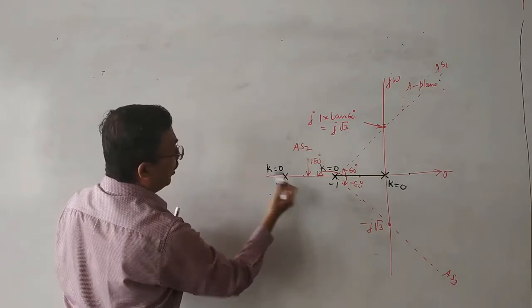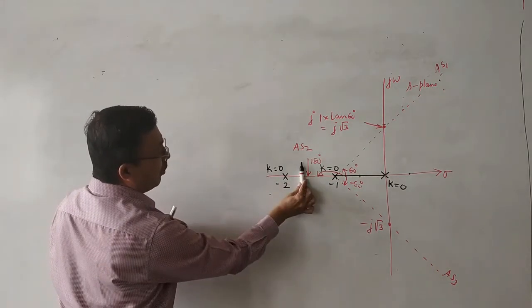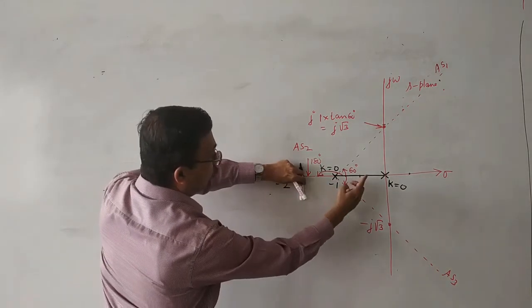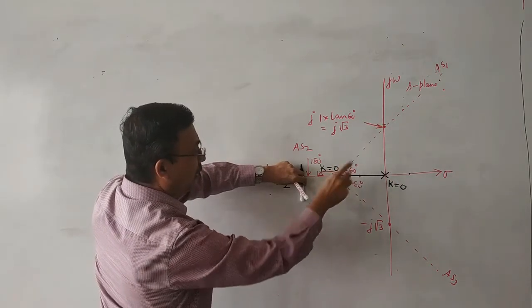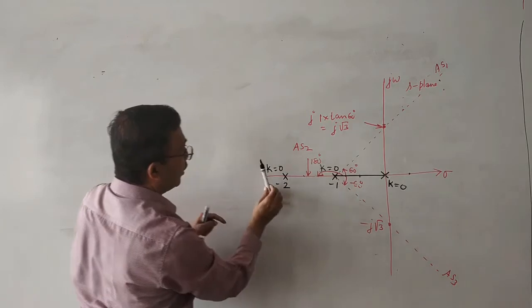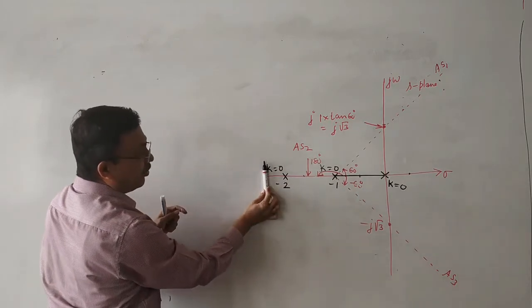Take a point here, see to the right of the pen. How many poles are there? 2 poles. No zeros. 2 plus 0 is 2. Even number. Root locus cannot lie here. Take a point here and see to the right.